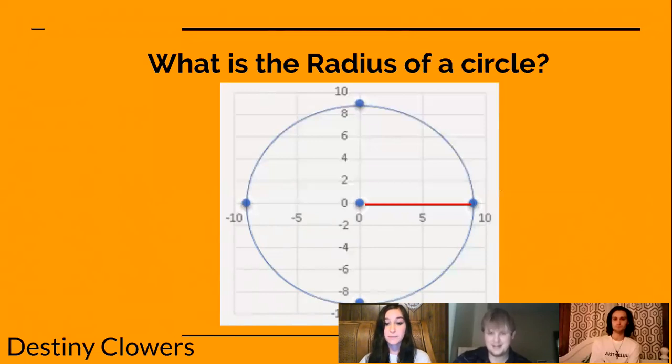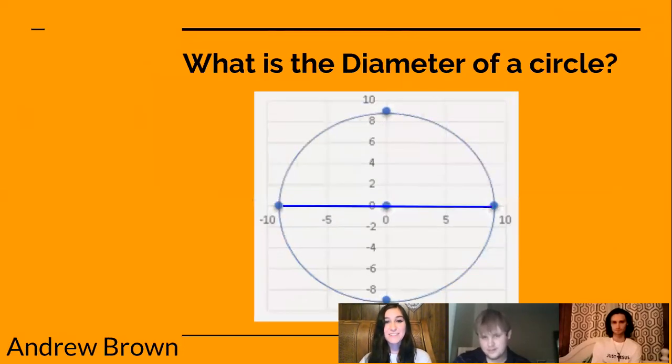The radius could have been measured to any side of the circle, since any side would have given you the same distance of 9 units. Another way to think about the radius, though, is thinking of it as half the distance of the diameter. And Andrew, I want to ask you what the diameter of a circle is.